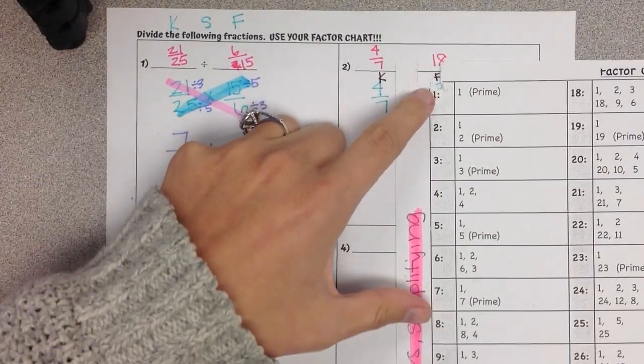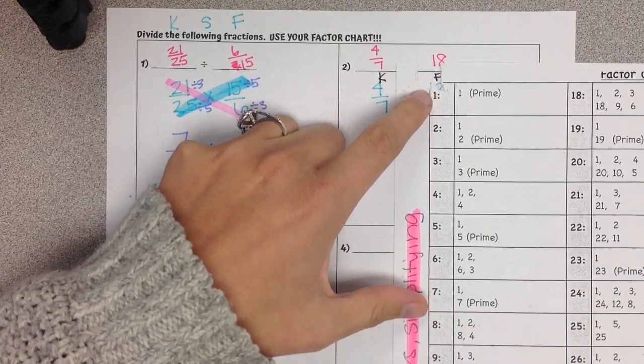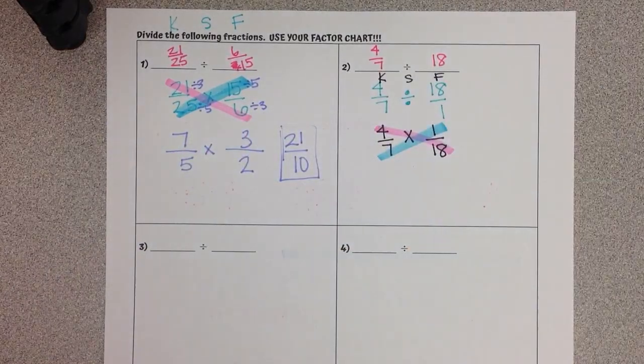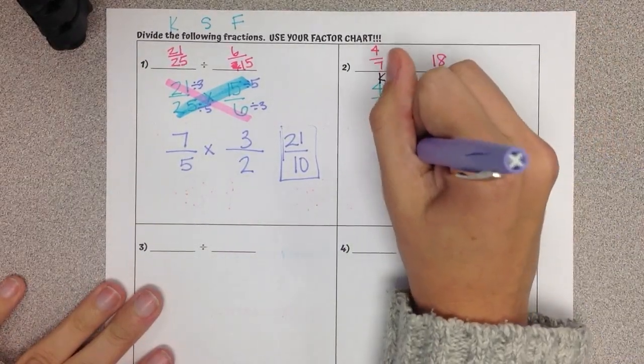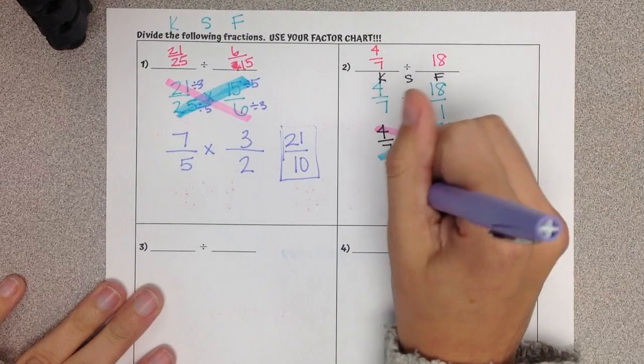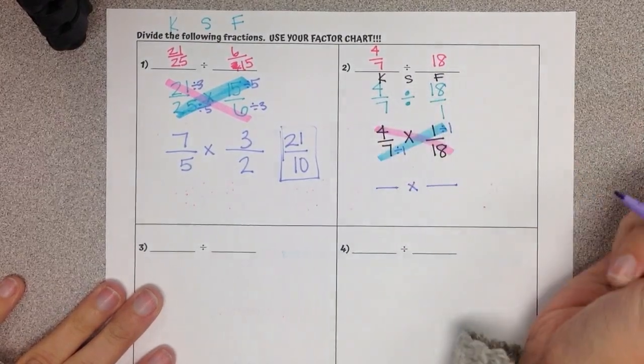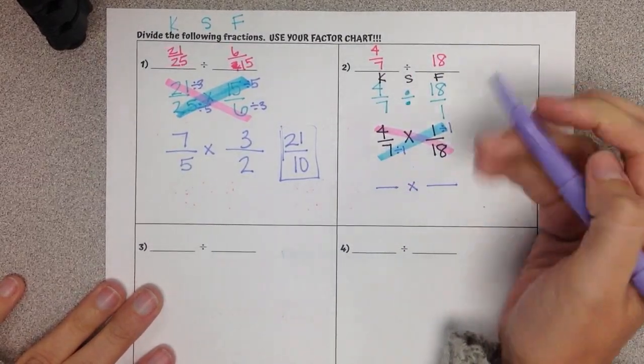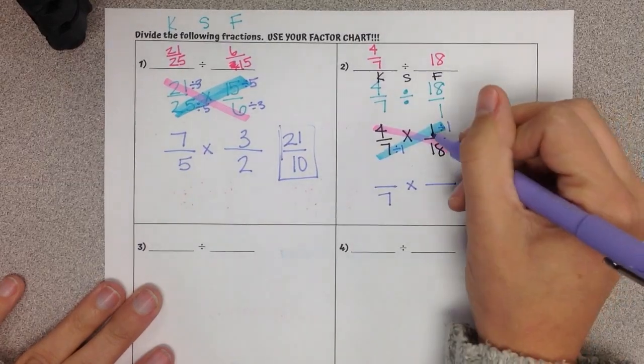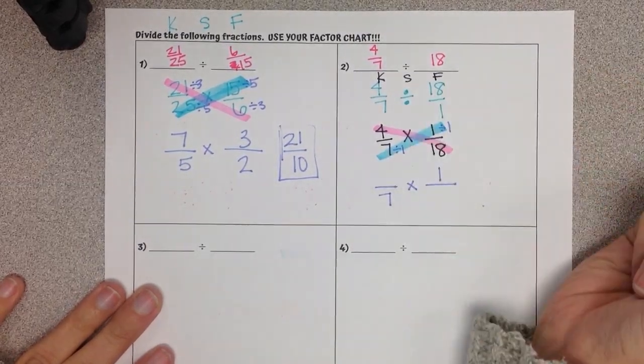7 and 1. Well, 1 only divides by 1, so the only number they both divide by is 1. I'm still going to write out here that I'm dividing by 1 so I can get in the habit of doing it the right way. Reset up my blank fraction. So 7 divided by 1 is 7. 1 divided by 1 is 1.